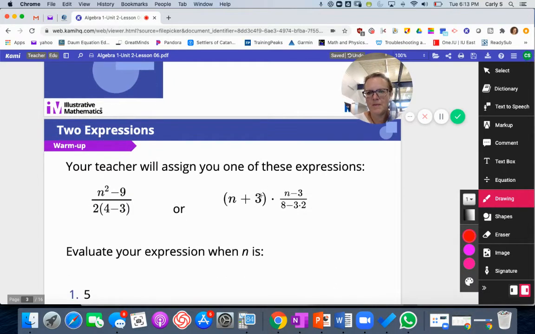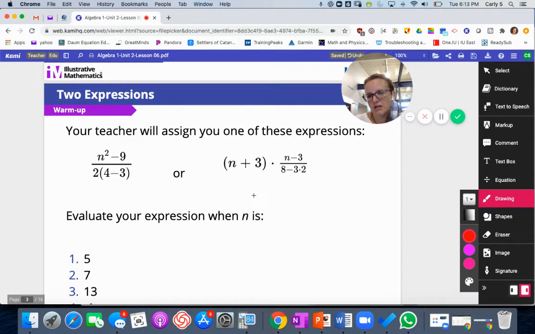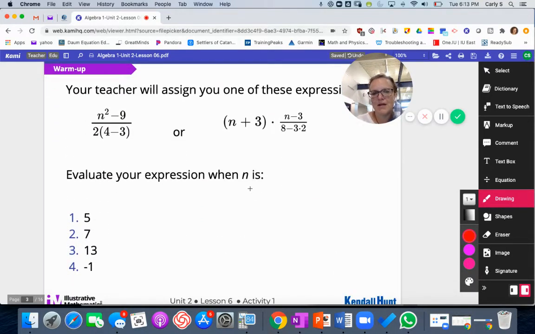So let's warm up. Your teacher will assign you one of these expressions. Evaluate your expression when n is those things. So we're going to do two of them. I'm going to pick a positive one and a negative one. It says evaluate your expression when n is given. So I'm going to substitute. Instead of n, I'm going to write 5.